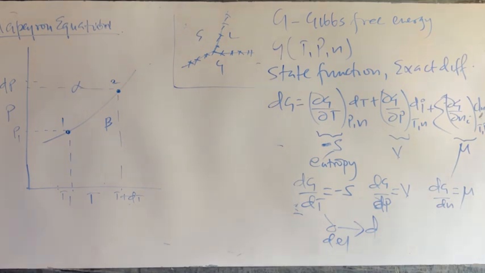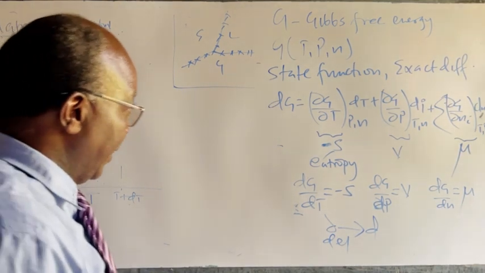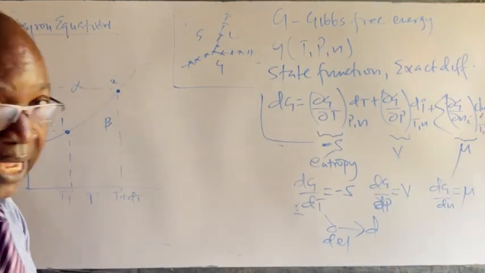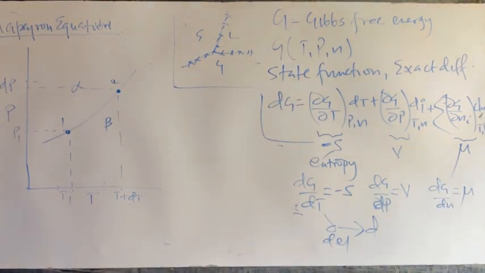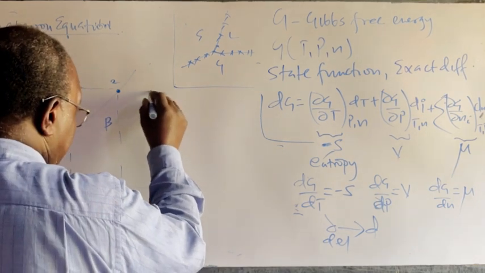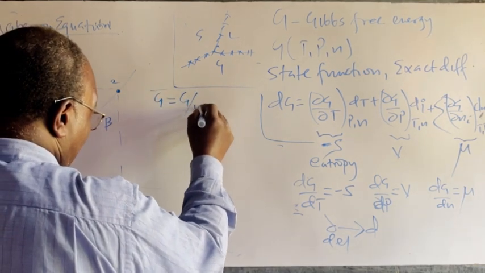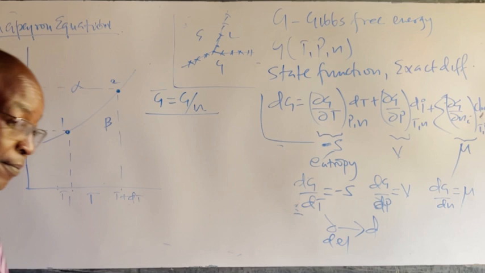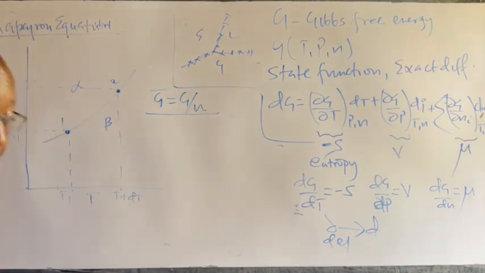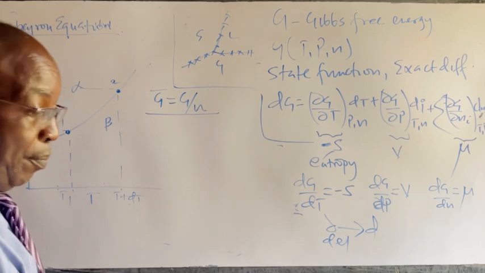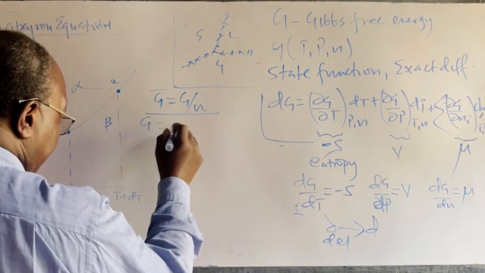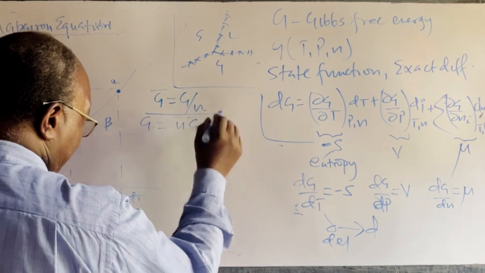Now, one of the first things, that's why I said keep this in mind, we have already seen that particular expression. For pure substances, like I had already indicated earlier on, G bar is G over N. That is the molar Gibbs free energy, which is the chemical potential, so that if we rearrange this quantity, G is N G bar.